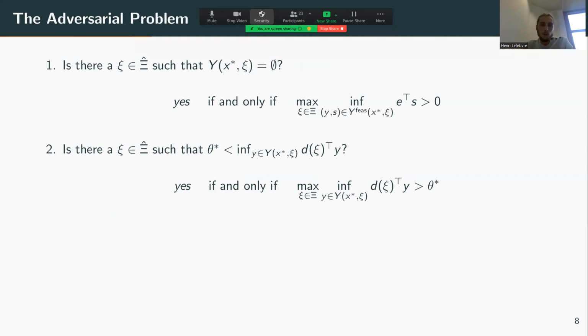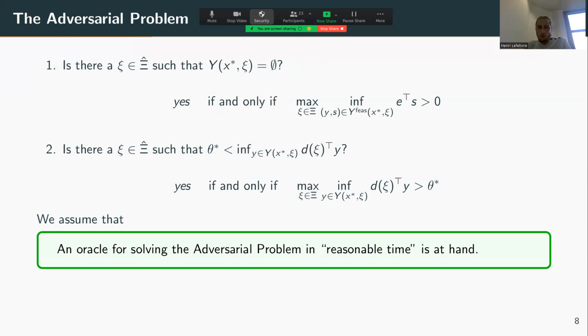And for the second case, this is just solving the max min problem. In this talk, we will not focus on this. We will assume that we have an oracle to solve the max min problem. Okay, we are solving min max min problems, relying on an oracle for solving the max min problem.